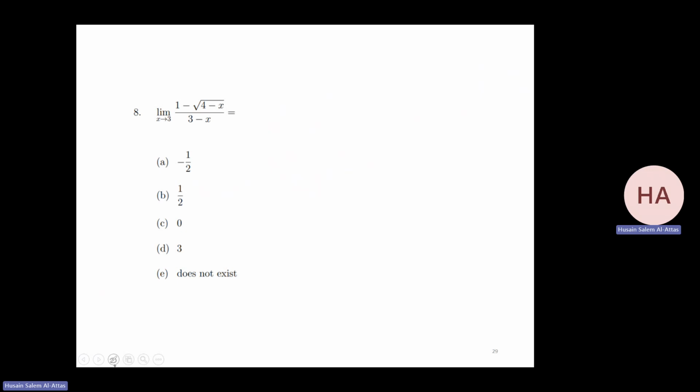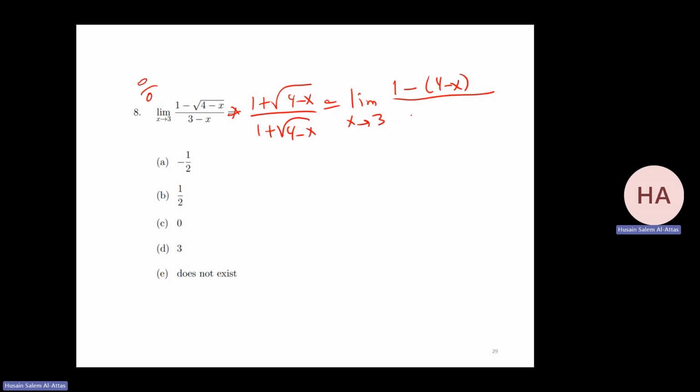As you notice, it's just calculation. Be careful with the calculation. This one, I need to rationalize the numerator, I mean, 1 plus square root of 4 minus x. By the way, if you substitute, you have 0 over 0, very clear. So that will be the limit as x goes to 3 of 1 minus the square root of 4 minus x, be careful here, over 3 minus x.